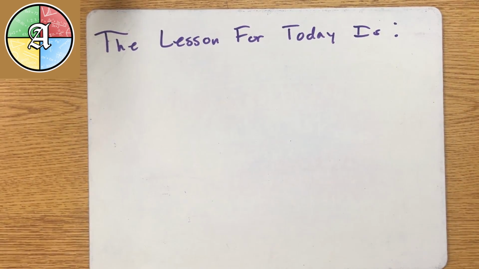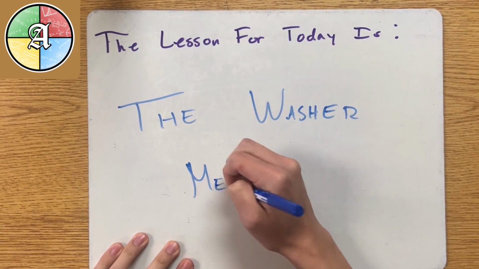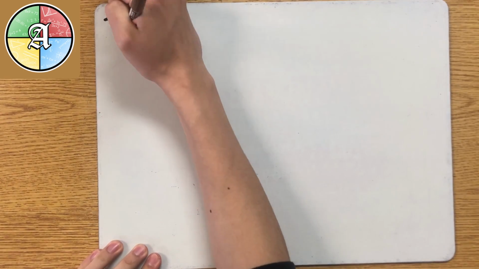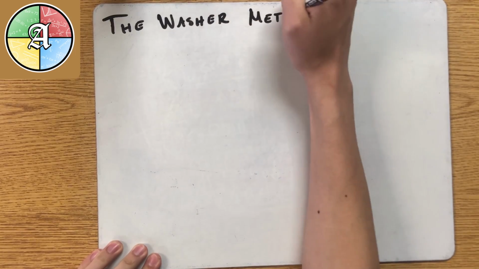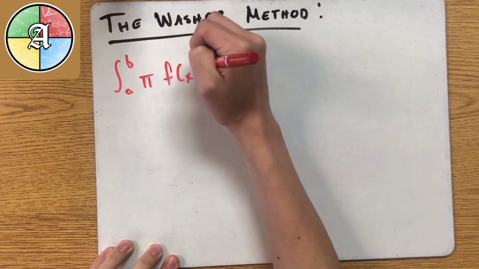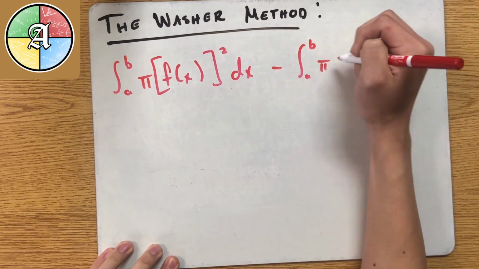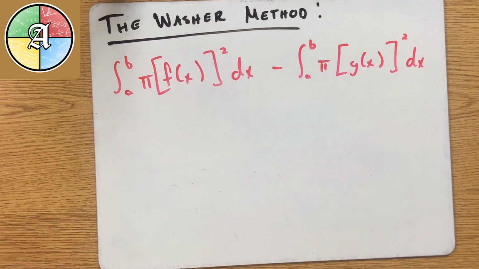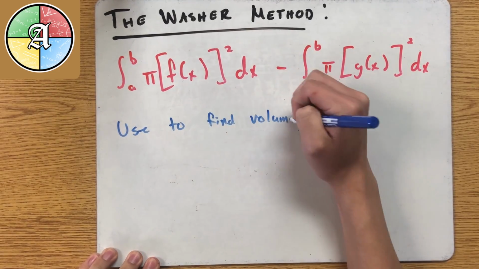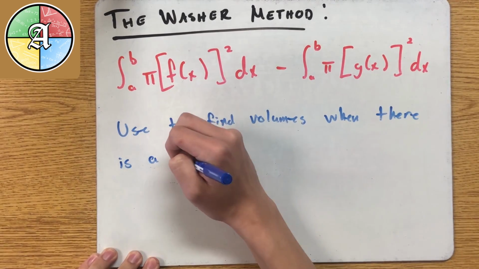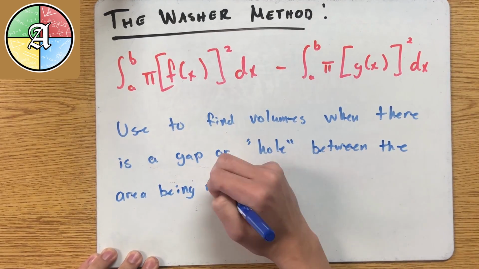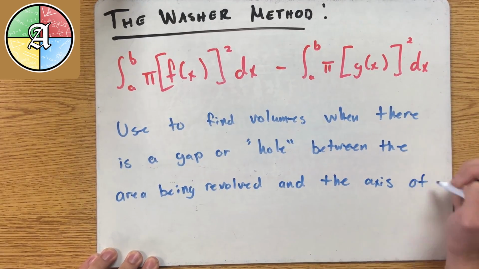Today, we will be covering the washer method. The washer method is a technique defined by the integral from a to b of pi times f of x squared dx minus the integral from a to b of pi times g of x squared dx. The washer method is used to find volumes when there is a gap or hole between the area being revolved and the axis of rotation.